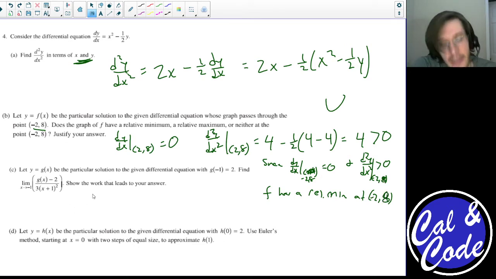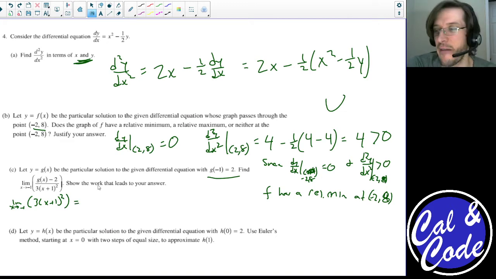Okay, let's go to the next one. Let g of x be the particular solution given to this equation, and they give you a little initial condition. They'd like me to find the limit. So first things first, I'd like to take the limit as x approaches negative 1 of just the denominator. Let's just look at the denominator. That's 3 times (x plus 1) squared.